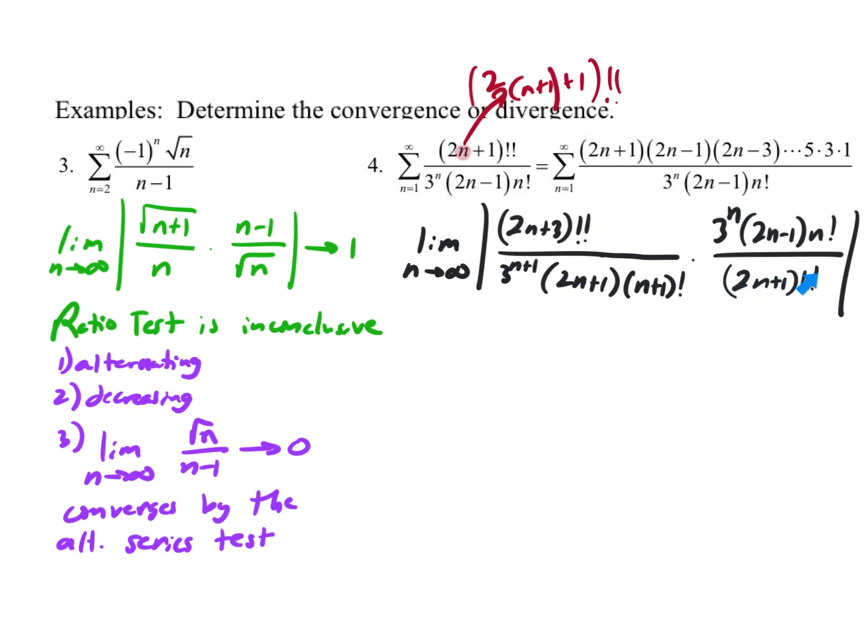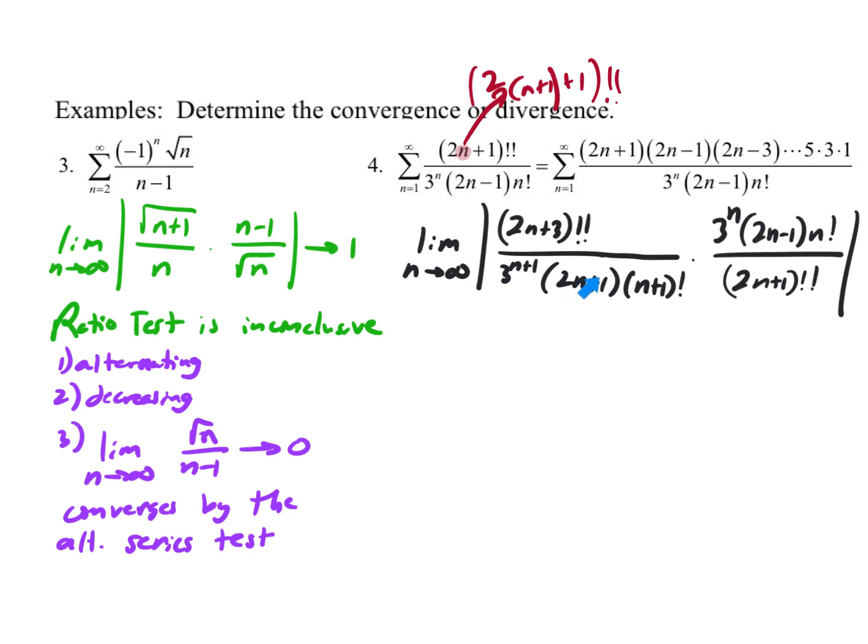Here's my (2n+1) double factorial, okay? This is this times (2n+3). So basically, this is going to completely cancel out, and then these are going to go away, and I'm going to be left with 2n plus 3. The 3 to the n over 3 to the n plus 1, that leaves me a 3 on the bottom.